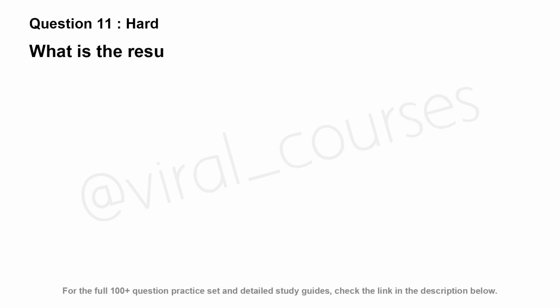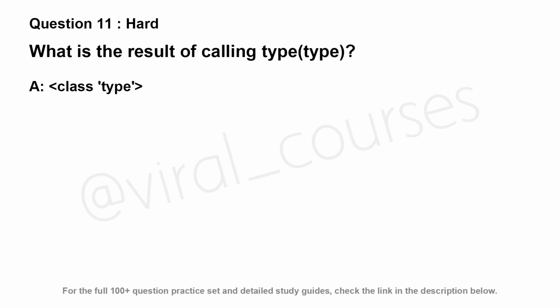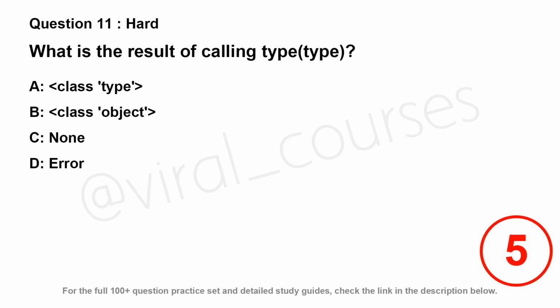What is the result of calling type(type)? Option A. <class 'type'>. Option B. <class 'object'>. Option C. None. Option D. Error.